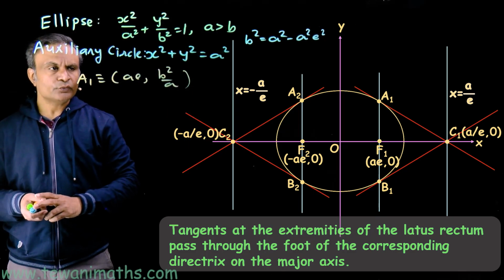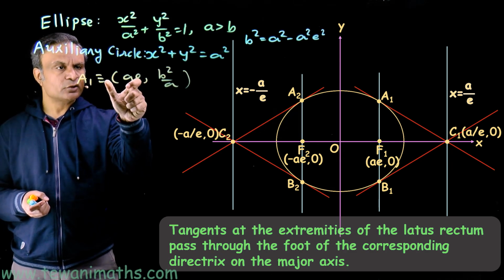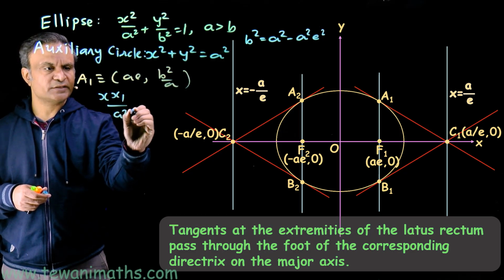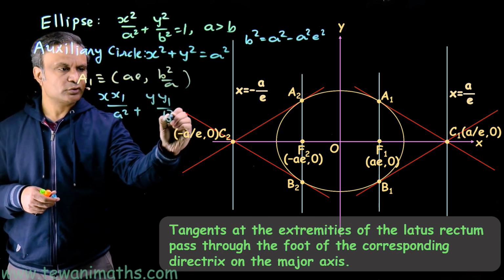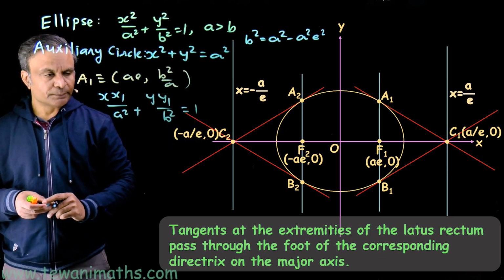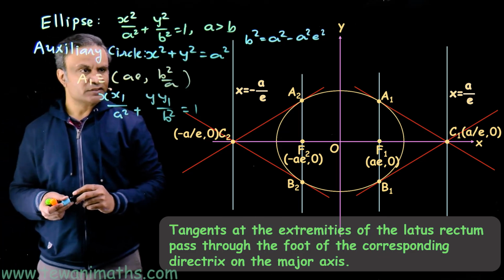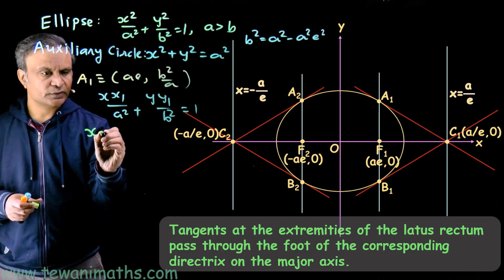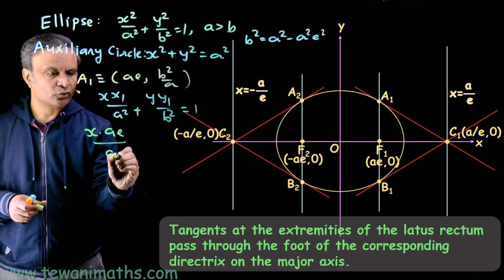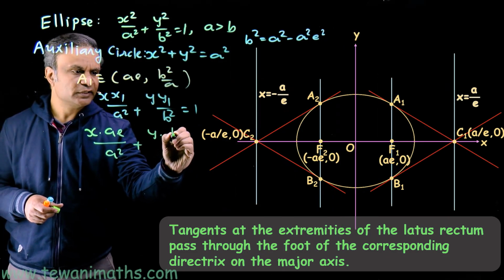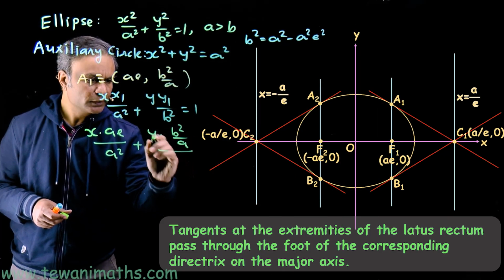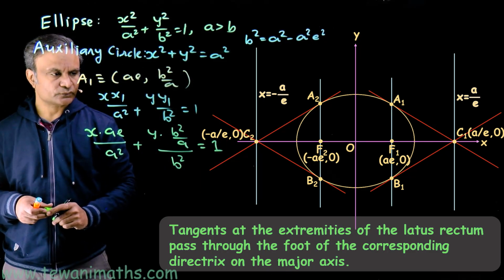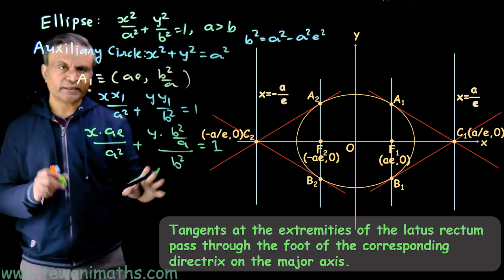Okay. Now what do we do? We get the equation of the tangent to the ellipse at this point. We can use this equation: x x1 upon A square plus y y1 upon B square is equal to 1. Replace x1 by AE and replace y1 by B square upon A. We get the equation of the tangent as x AE upon A square plus y multiplied by B square upon A, upon B square, this sum is equal to 1. This is the equation of the tangent to the ellipse at point A1.